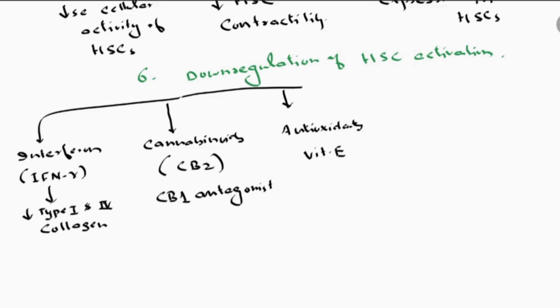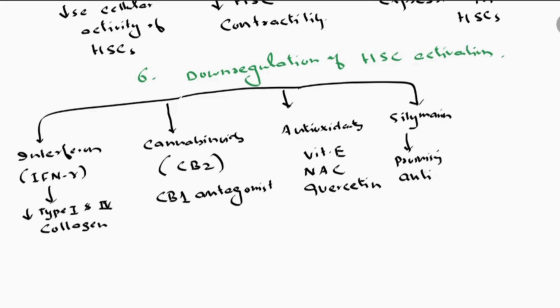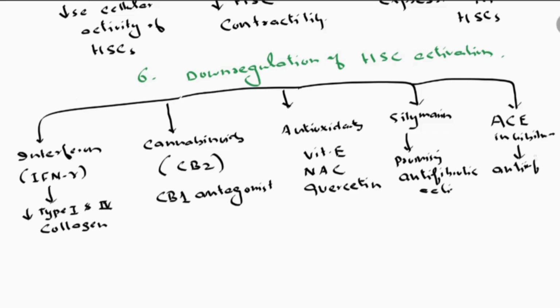Antioxidants. Among antioxidants, we have vitamin E, N-acetylcysteine, quercetin. These are some antioxidants that can decrease hepatic fibrosis. Silymarin. Silymarin is derived from milk thistle, and it has been seen to have promising antifibrotic activity. ACE inhibitors. Angiotensin II has been seen as pro-inflammatory and pro-fibrogenic, while its inhibition is anti-inflammatory and antifibrotic.